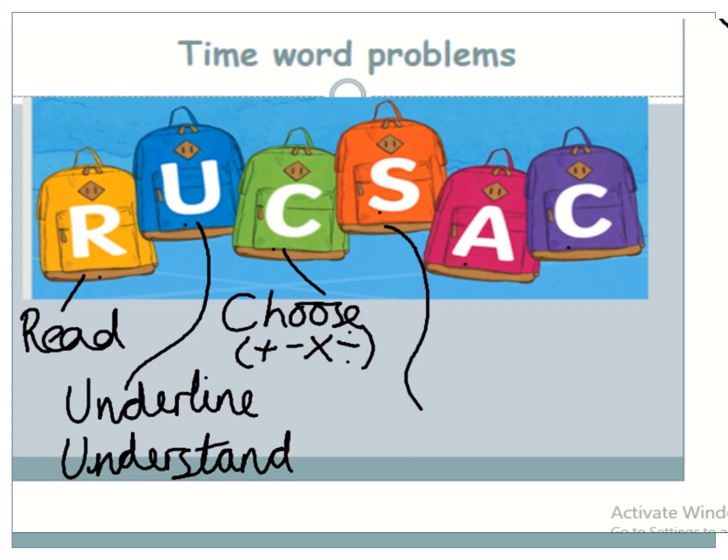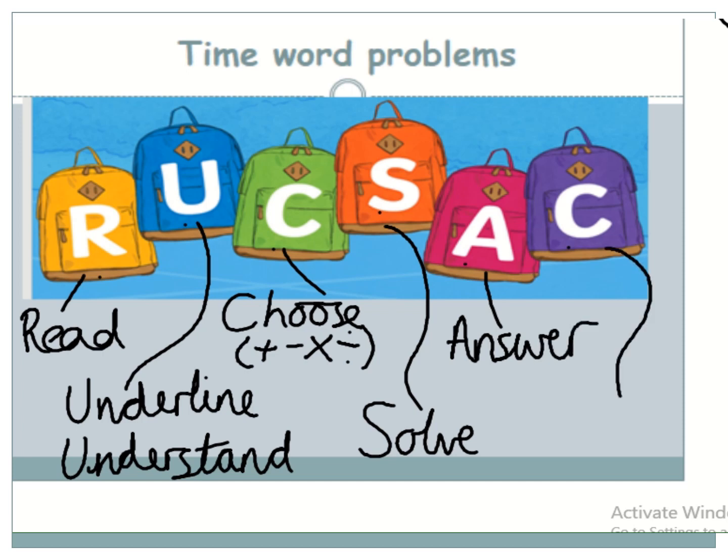S, now you need to solve it. Your A, answer. And lastly, C. Once you have your answer, you need to check it. Now that might be by using the inverse. So read, underline, choose, solve, answer, and check. We're going to use this today to solve some word problems.